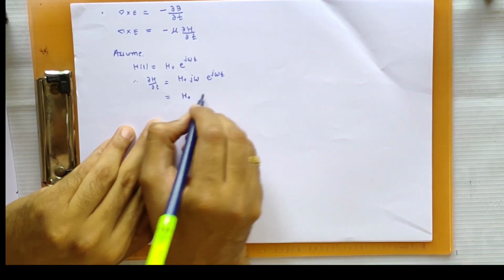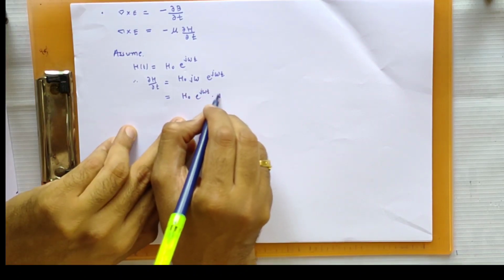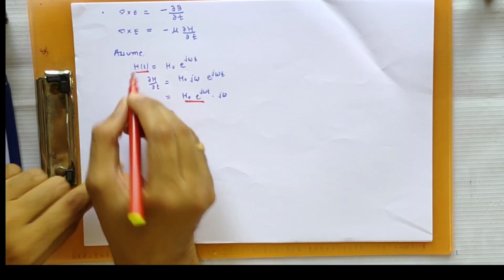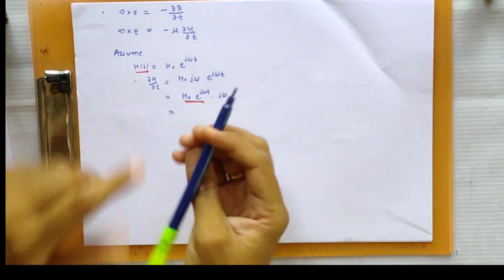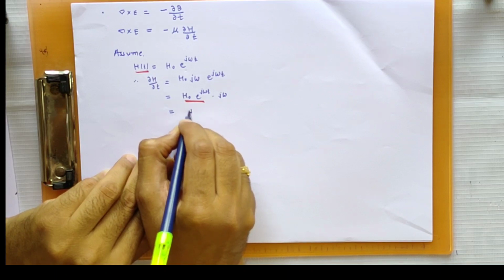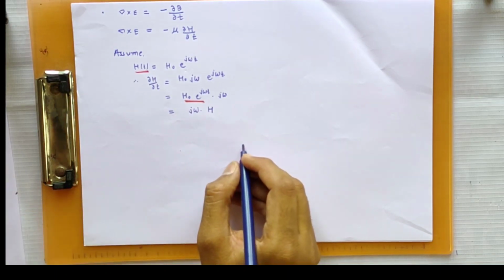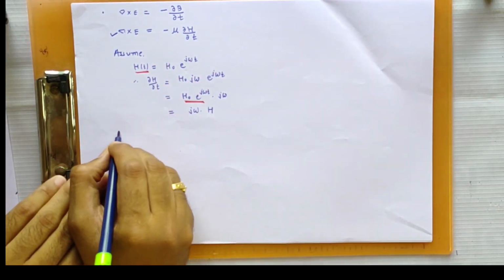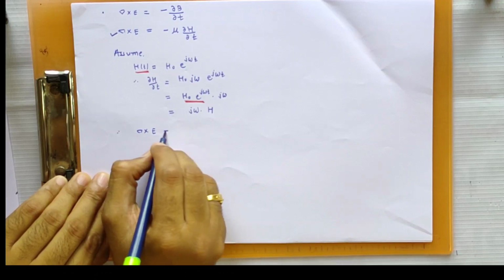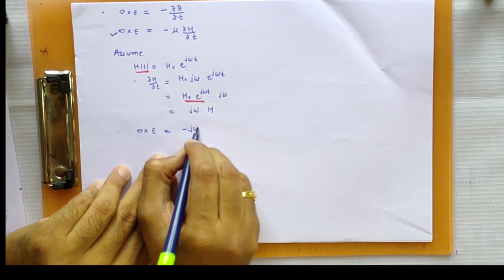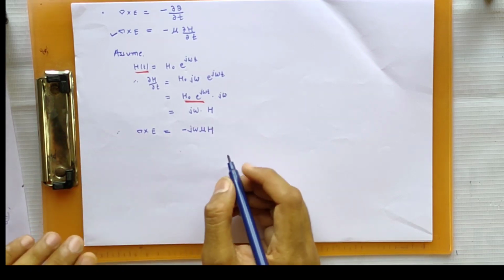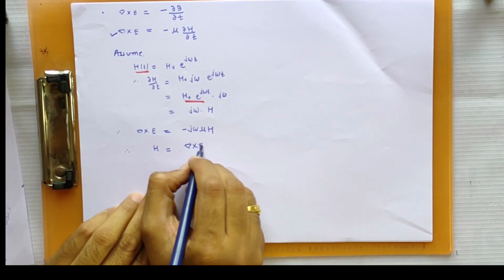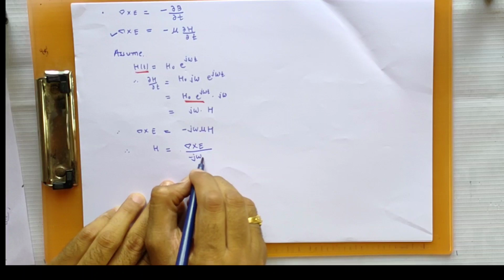I rearrange this term as H0 e raised to j omega t into j omega. This term is nothing but my H of t, so I simply write H, and this is j omega into H. Now I substitute this value into the equation. So del cross E is equal to minus j omega mu H. So what is H? H is equal to del cross E divided by minus j omega mu.